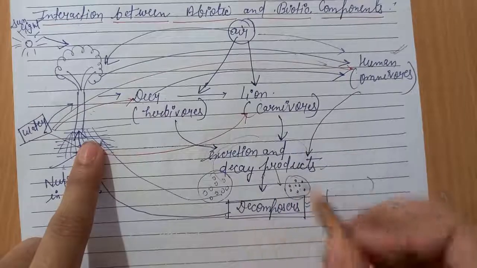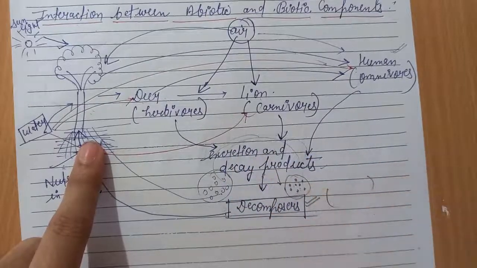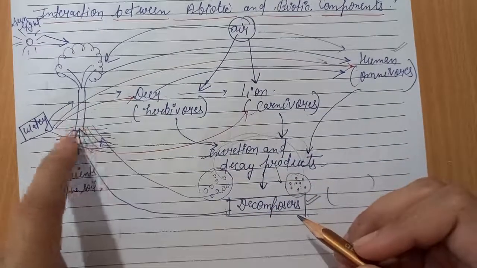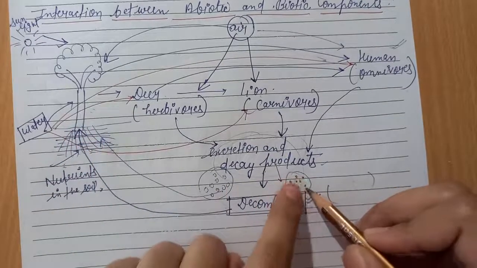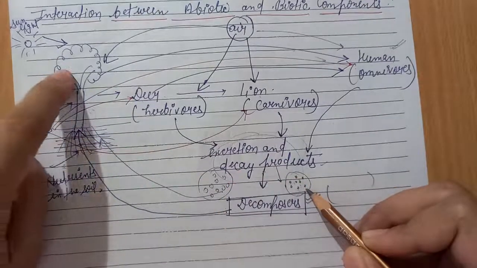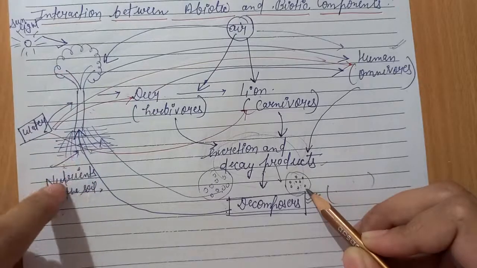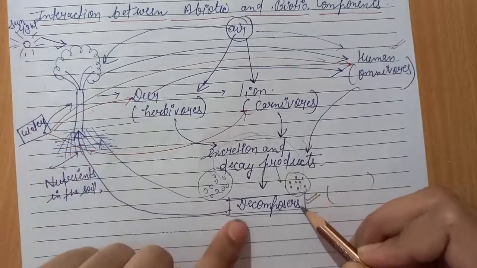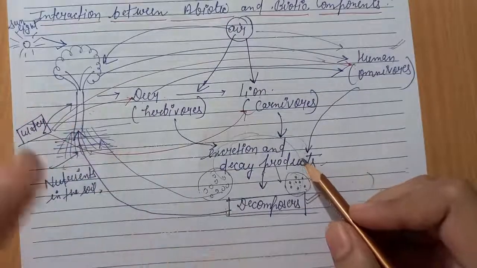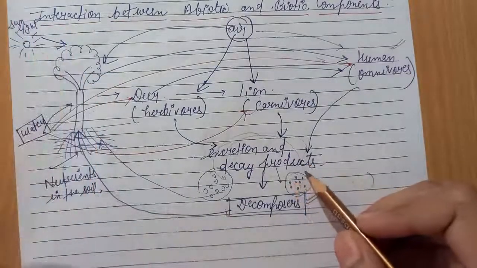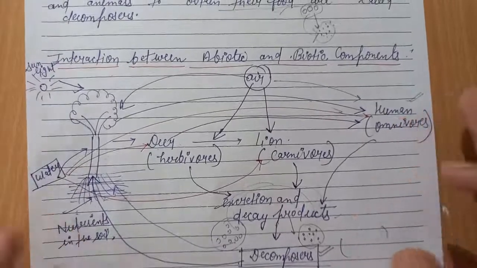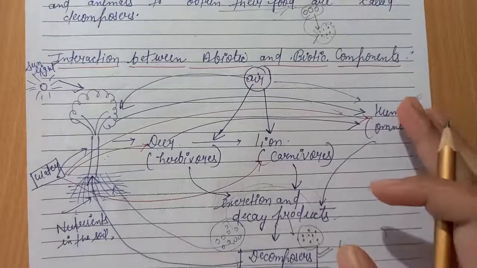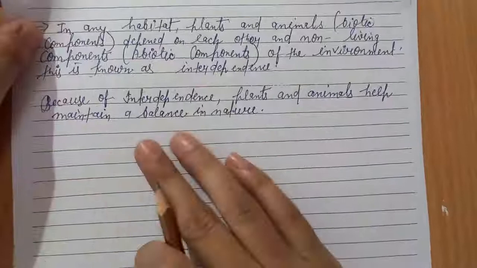This process goes on in the soil. These simplest forms act as nutrition for the plant, nutrition in the soil. So nutrition in the soil is provided by decomposers as they decompose the excretory products and decay products of plants and animals. I hope you have understood this. This is the interaction between abiotic and biotic components.